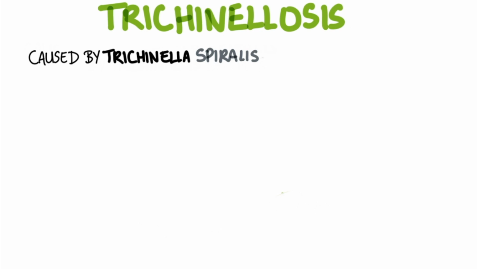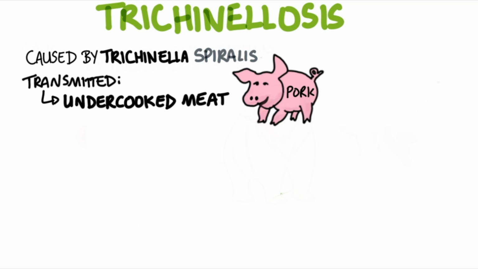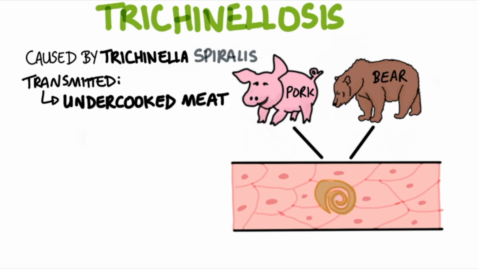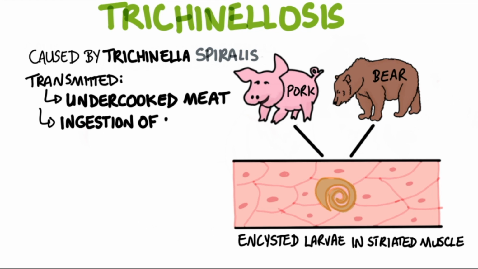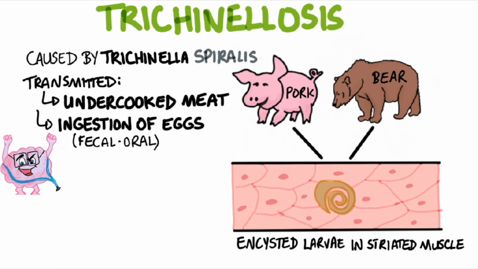Now, the infection is transmitted in two ways. Commonly via ingestion of undercooked meat, usually pork or wild bear meat, which contains the encysted larvae in striated muscle. These animals acquire this infection often from rats and rodents. Another way is from the ingestion of eggs in food or water contaminated with feces. However, this is less likely. Keep in mind, the method of transmission is a commonly asked question in USMLE.